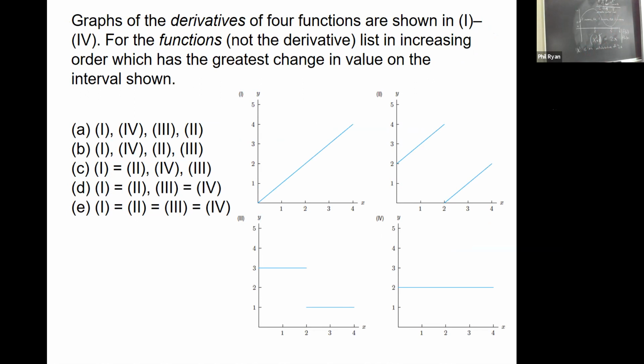Graphs of the derivatives of 4 functions. So these are the derivatives of 4 possible functions. I'm asking about the functions, not the derivatives. So these are the graphs of the derivatives. I'm asking a question about the antiderivatives: arrange in increasing order which has the greatest change in value on the intervals shown.